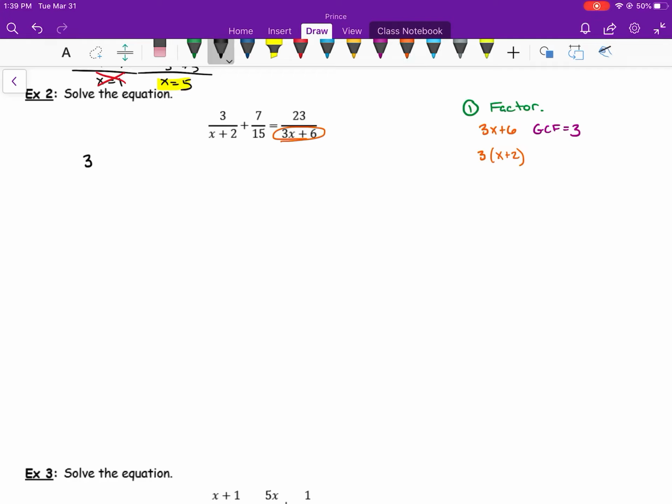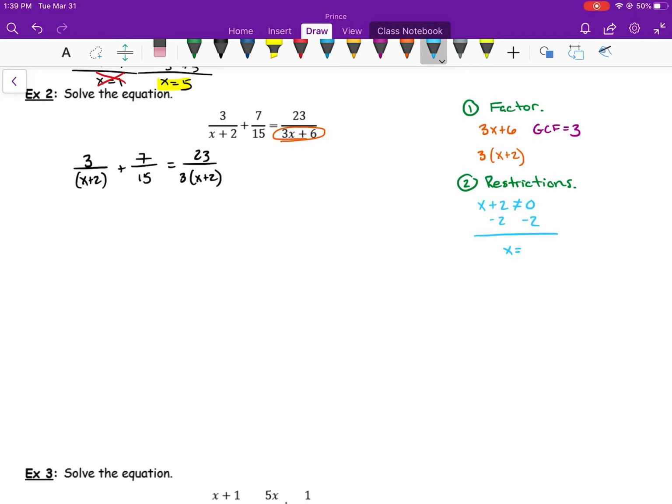Alright, so I'm going to plug that back in. We get 3 over x plus 2 plus 7 over 15 equals 23 times 3 times x plus 2. Okay, and then we'll talk about our restrictions. So any of the denominators that have a variable in it, which looks like it's just x plus 2 right now. X plus 2 can't equal 0. So our final answer can't equal -2.